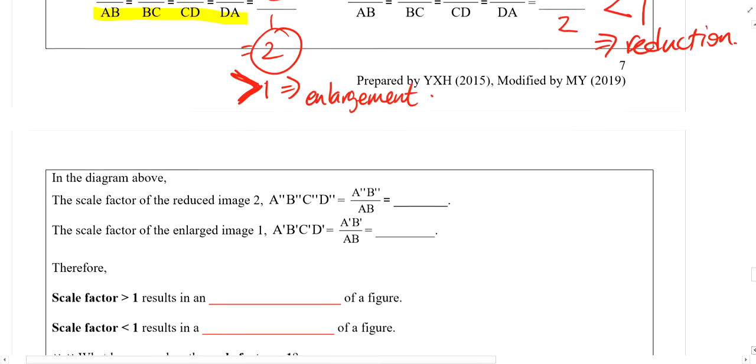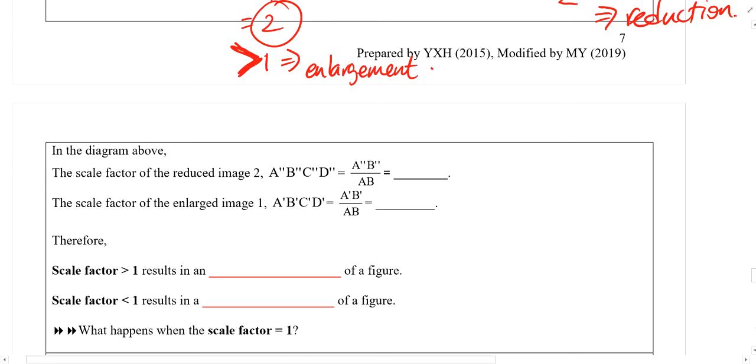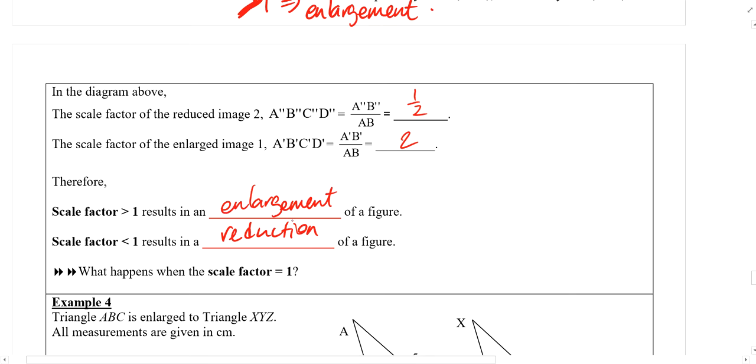Moving on. The scale factor of reduced image 2 is actually half. Then the scale factor of the enlarged one is 2. Greater than 1 must be enlargement. This must be reduction. So this one you've already told me the answer is the same. So we say that they are congruent figures. Because same size, same shape.